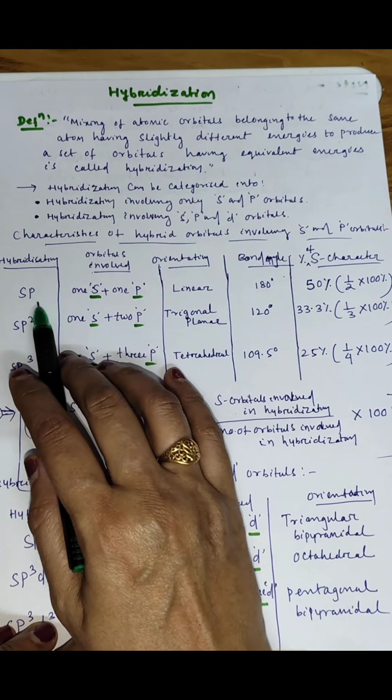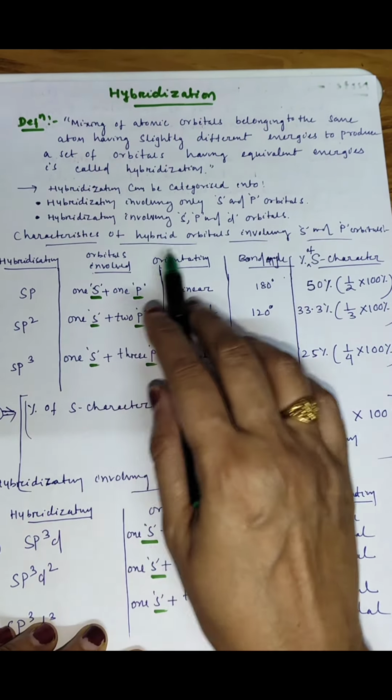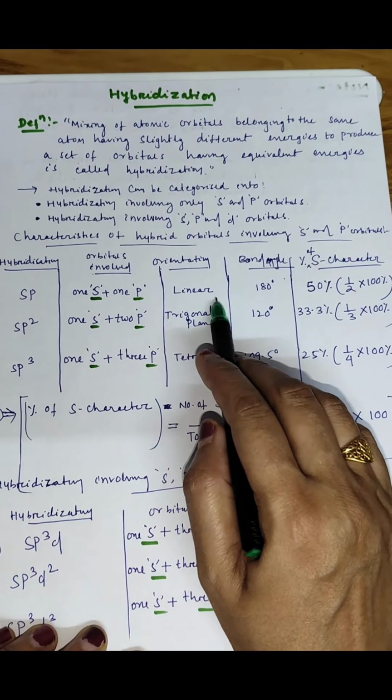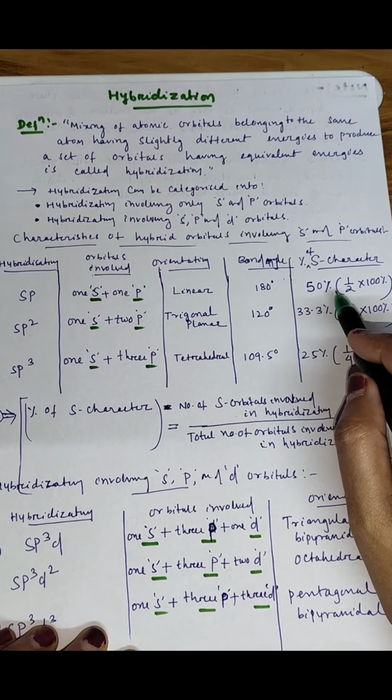When the hybridization is sp, that means the involved orbitals are one s and one p, and the orientation, that is the geometry, is linear, with a bond angle of 180 degrees, and the percentage of s character is 50%. How can you calculate the percentage of s character?